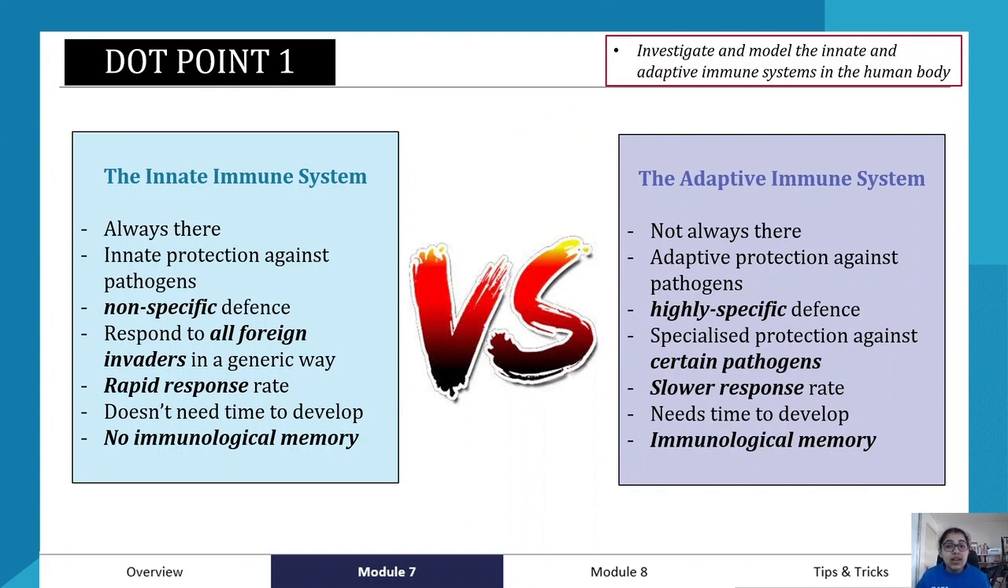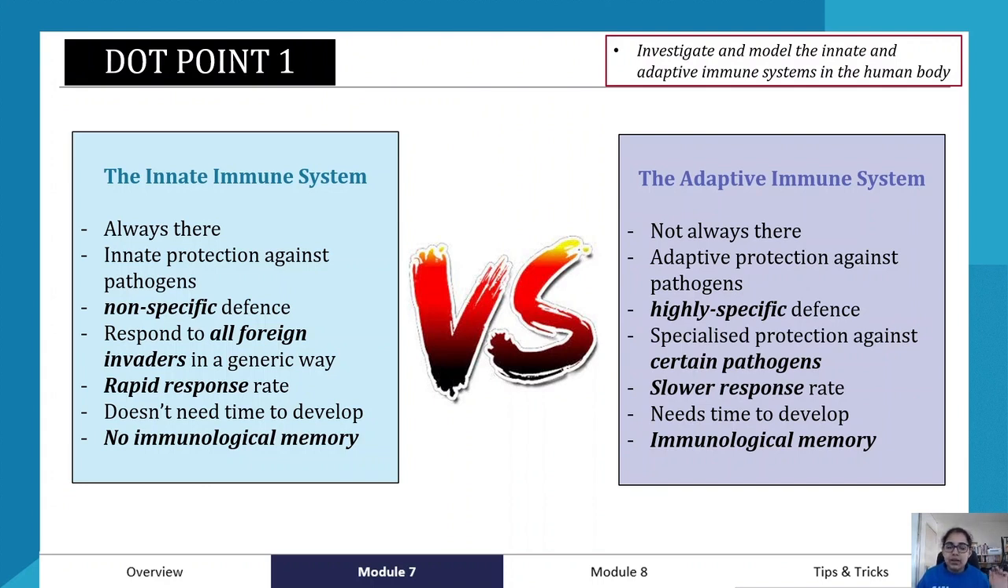The response rate is pretty fast. If you step on something really sharp in the park, a branch or a stick or whatever, the response is going to be very, very fast. It doesn't need time to develop, and there's no immunological memory, which is why it responds to everything in the same generic way. Now we will look at adaptive immunity, but before we do that, just consider that firstly, it's not always there.